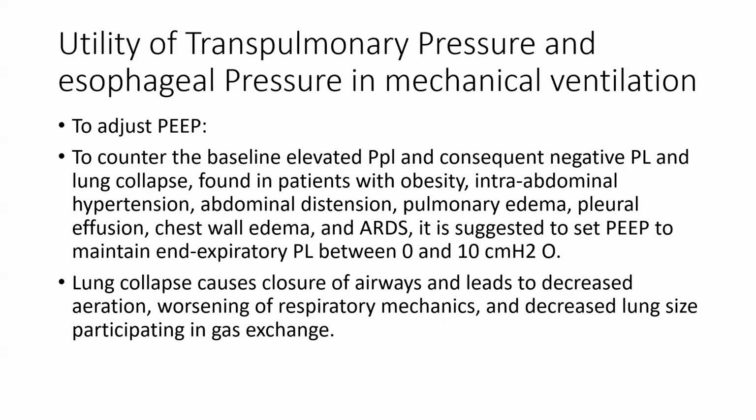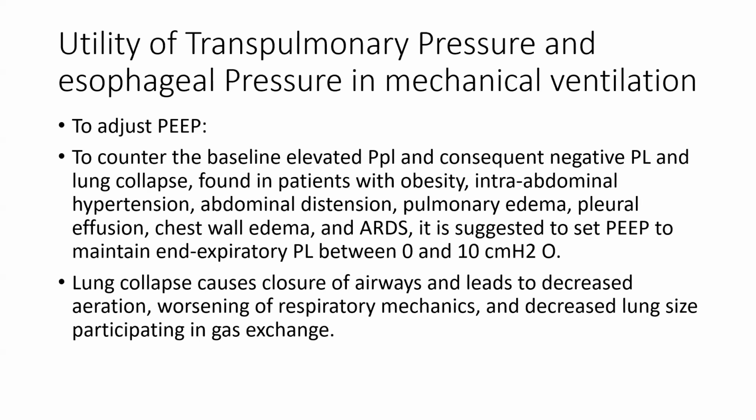So, the first use is to adjust the PEEP to counter the baseline elevated pleural pressure and the consequent negative transpulmonary pressure and the lung collapse found in patients with obesity, intra-abdominal hypertension, abdominal distension, pulmonary edema, pleural effusion, chest wall edema, and ARDS. So it is suggested to set PEEP to maintain the end expiratory transpulmonary pressure between 0 and 10.